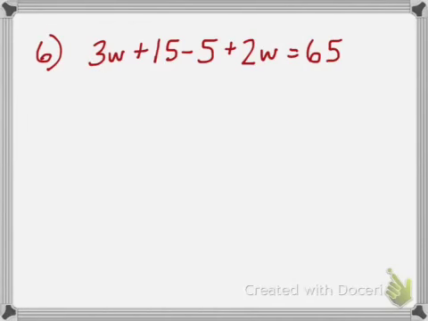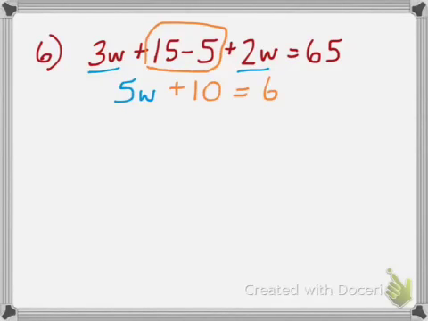And let's see how you did with the final one, practice problem number 6. 3w plus 15 minus 5 plus 2w equals 65. First I want to combine like terms if necessary. I can combine 3w plus 2w to give me 5w. And then I can also combine 15 minus 5 because those are both constants, just plain numbers. Those are also like terms. 15 minus 5 is positive 10, so I'm going to write it as plus 10. Keep my equal sign, keep my 65.